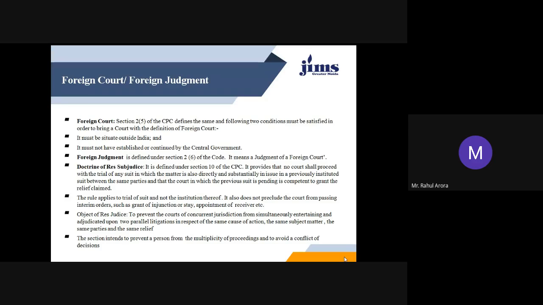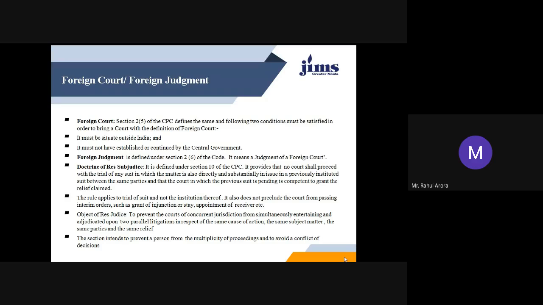The rule applies to the trial of the suit and not to the institution thereof. It also does not preclude the court from passing interim orders, such as grant of injunction or stay, appointment of receiver, etc.